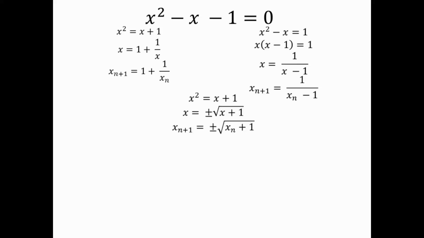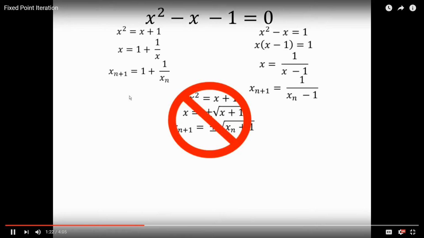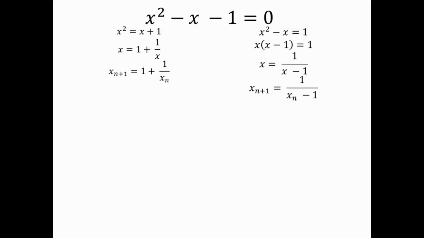Here's another approach that looks like a good idea, but turns out not to be, because we set x equal to plus or minus the square root of x plus 1, which gives us two answers for x sub n plus 1, which is not a good way to go. So we'll go ahead and evaluate both of these.